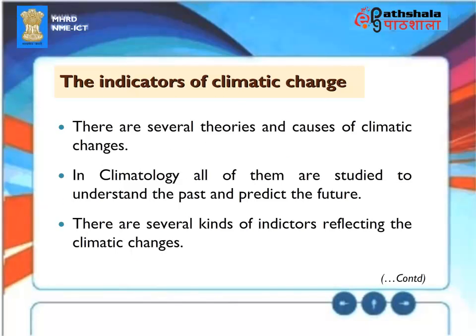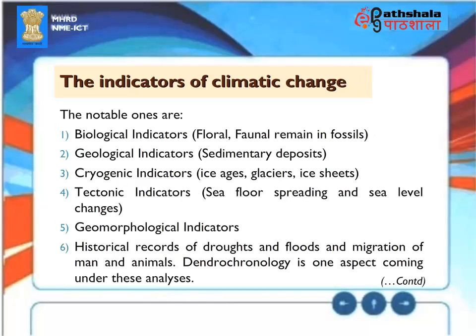The indicators of climatic change. There are several theories and causes of climatic changes. In climatology, all of them are studied to understand the past and predict the future. There are several kinds of indicators reflecting the climatic changes. The notable ones are biological indicators: floral and faunal remains in fossils.